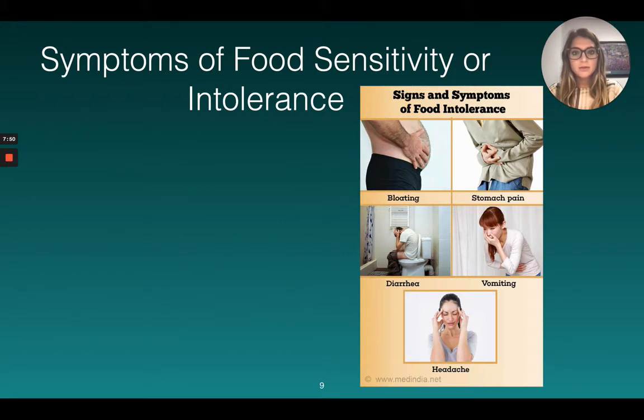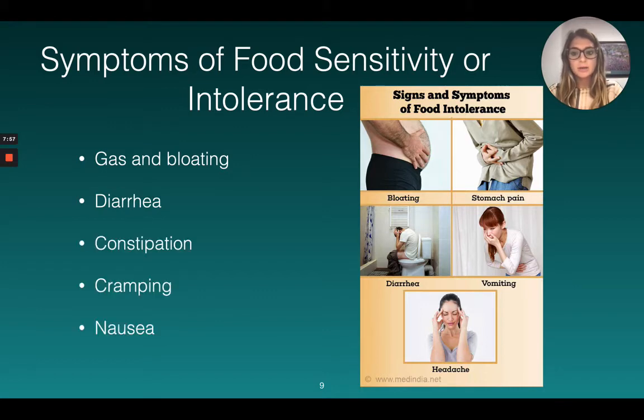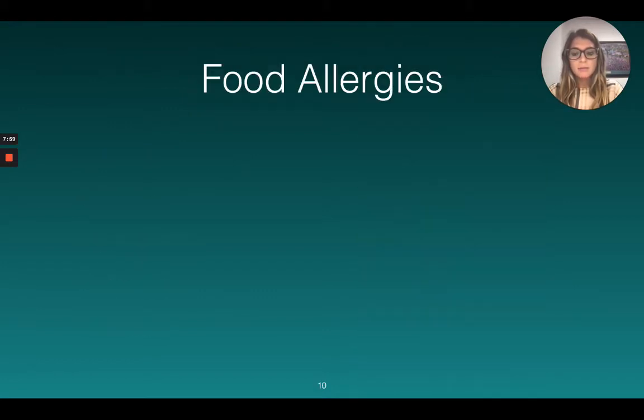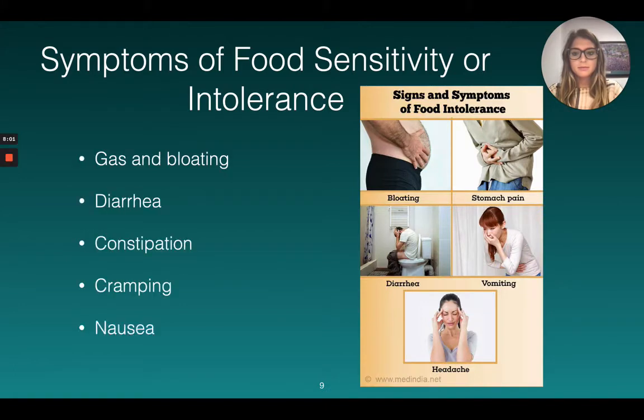So symptoms of food sensitivity or food intolerance are going to be gas and bloating, diarrhea, constipation, cramping, nausea, and a headache. As you can see from this picture here, food intolerance within the digestive tract can cause a large amount of water to go into the digestive tract in order to help flush it out more easily. So it's not uncommon to have bloating, stomach pain, diarrhea associated with a food sensitivity or intolerance.